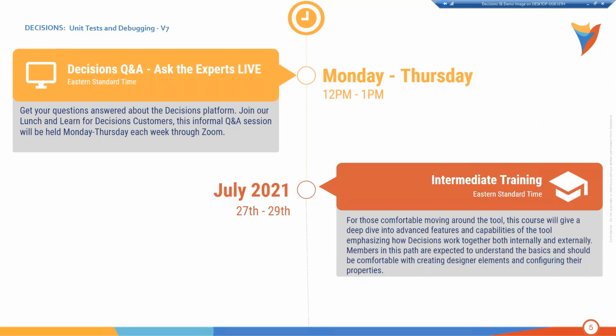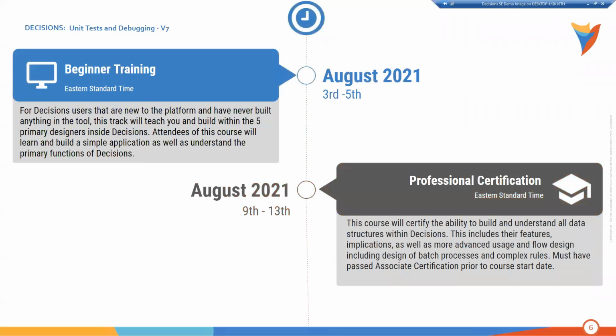We do recommend that you do training in a staggered order. Before you do intermediate training, you want to make sure that you've done beginner training first. As you can see right here, in August, we have beginner training starting in Eastern Standard Time. We also provide certifications: associate certifications and professional certifications, if you're interested in getting certified in Decisions. We have professional certification beginning August 9th through the 13th. Of course, the prerequisite is to have your associate certification before that course.